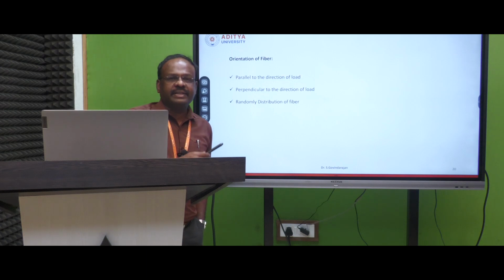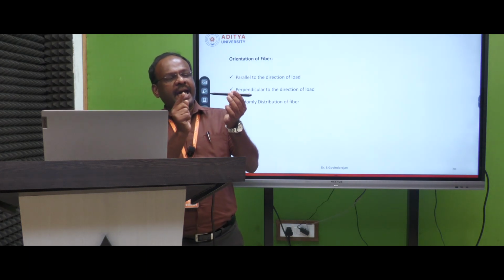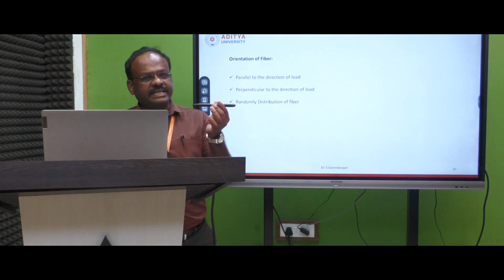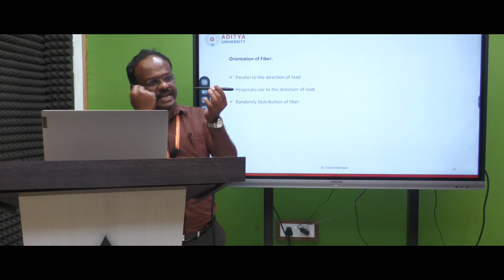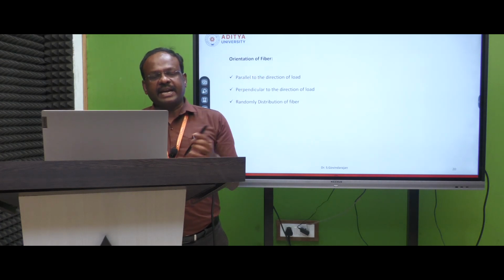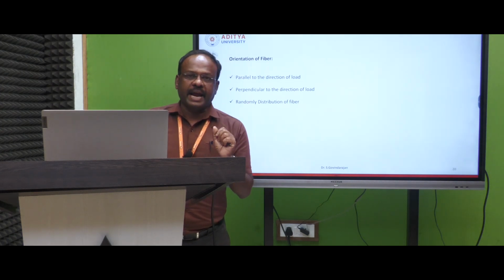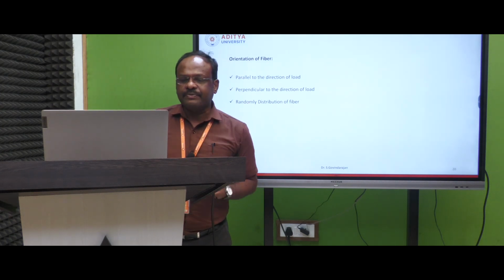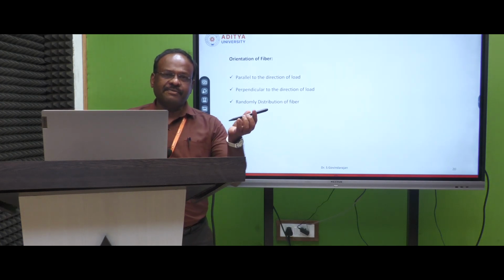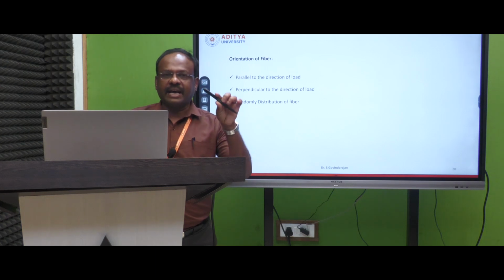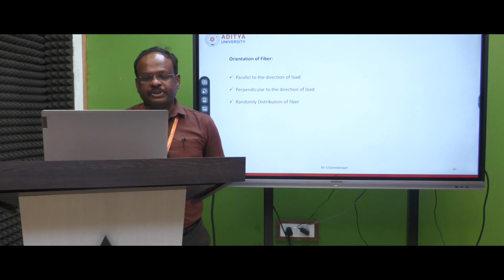Here I have given three types of orientation. The first condition: the fiber is placed in the same direction as where the load is acting, parallel to the load. Another one: the fiber is placed perpendicular to where the load is acting. That is the second case. And the third one is random distribution of fiber. Random distribution means the fiber is placed horizontal or vertical or inclined, in whatever positions. So that is called random distribution of fiber.